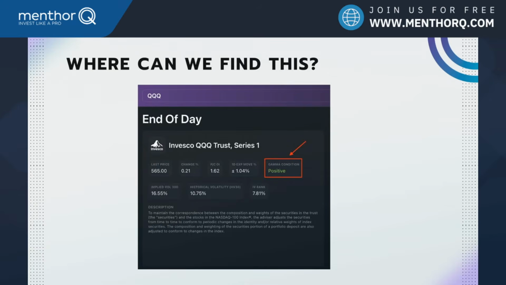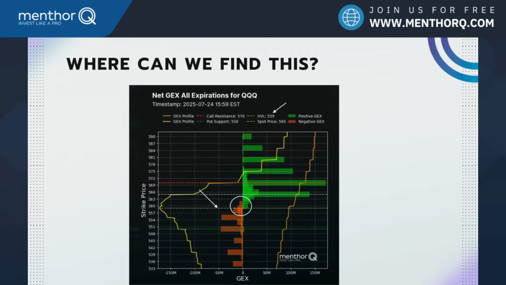Now, where can we see this in the MenthorQ platform? First, when you open an asset in the dashboard, you immediately have our gamma condition here. We are looking at QQQ, and we can see that we are in a positive gamma environment. We can also see the areas where we are going to be in a negative gamma environment by looking at the net GEX chart. We're going to talk about the high volatility level in a second, but basically this is the area where the market flips from positive to negative.